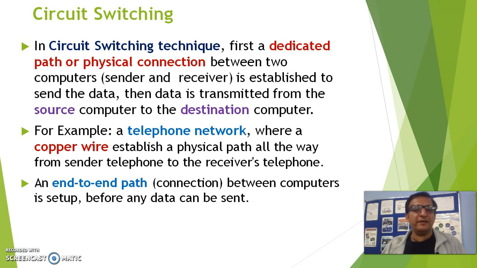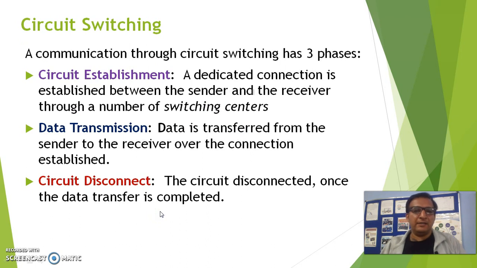In the circuit switching technique, first a dedicated path or a physical connection between two computers is established to send the data. Then the data is actually transmitted from the source computer to the destination computer. A telephone network can be a good example of this, where a copper wire establishes the required physical path all the way from the sender telephone to the receiver telephone. So the end-to-end path between the computers is set up first before any data can be sent across the network.